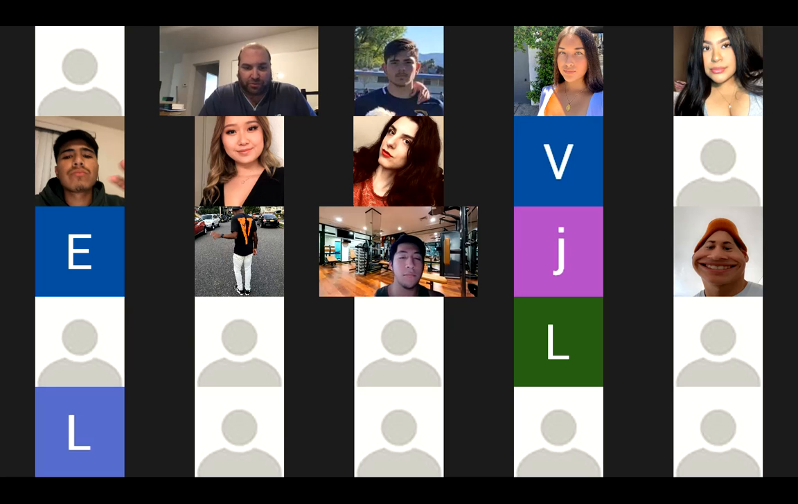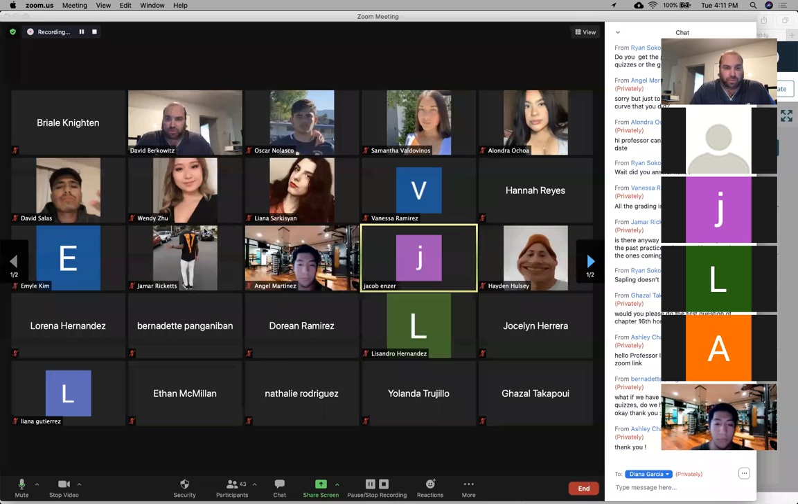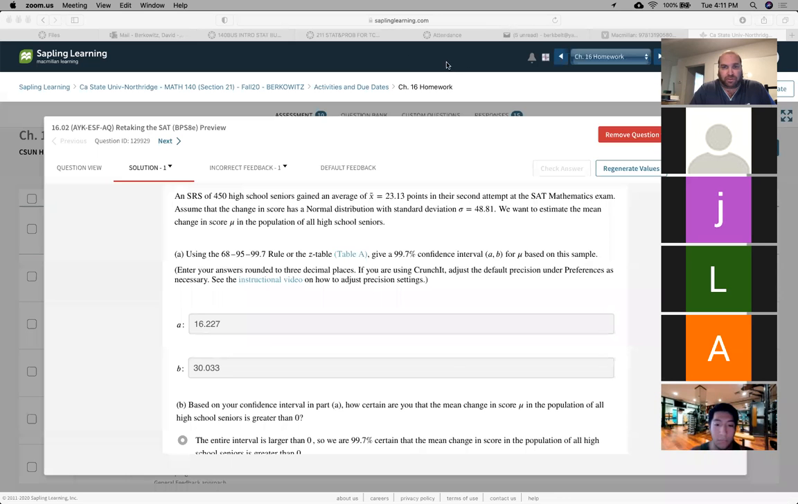This is now lesson number 15, and we're starting with a question from the homework, which is the following: an SRS of 450 high school seniors, that's my N, gain an average of an X bar. It's normal. Sigma is equal to this. We want to estimate mu. So we want a 99.7% confidence interval AB. So we know it's going to be of the form X bar plus or minus Z star sigma over the square root of N.